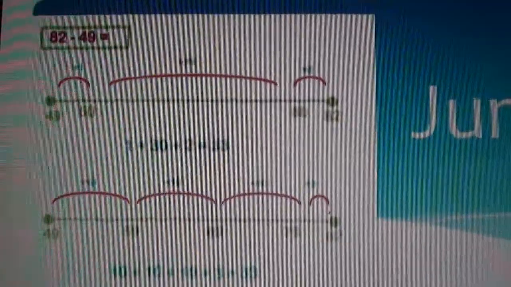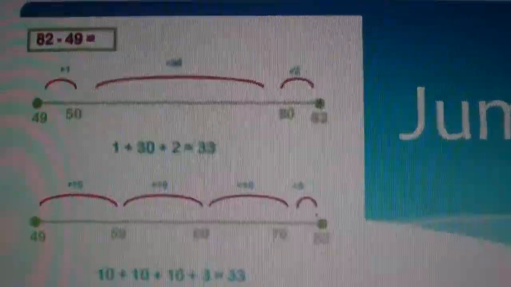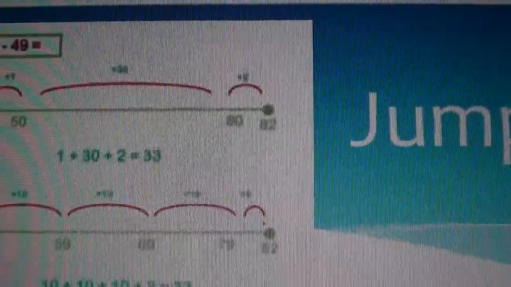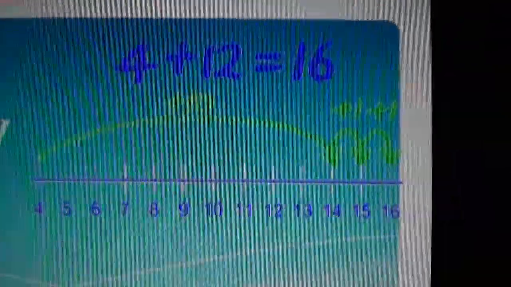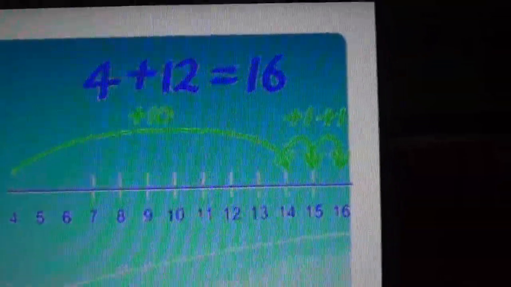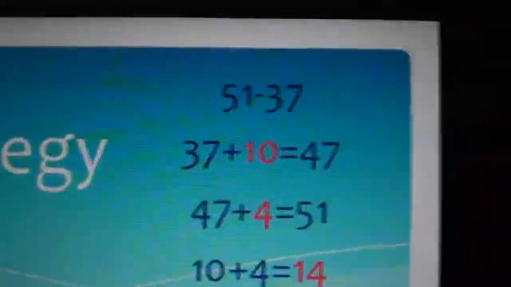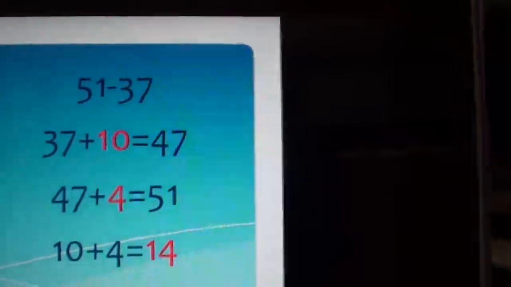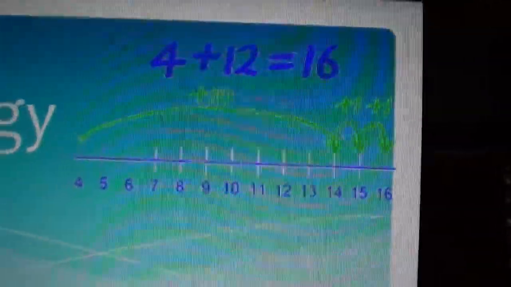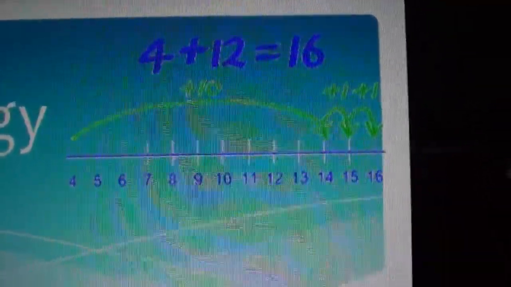So you can see that they didn't count it by one. They actually counted 1, then 30, then 2 more. You can see how the number line is used to add. They started from the number 4 and jumped 10, then 2 more to end up at the number 16.